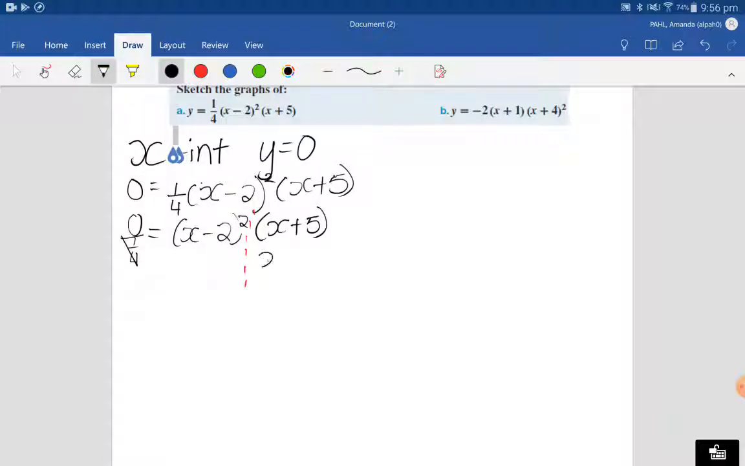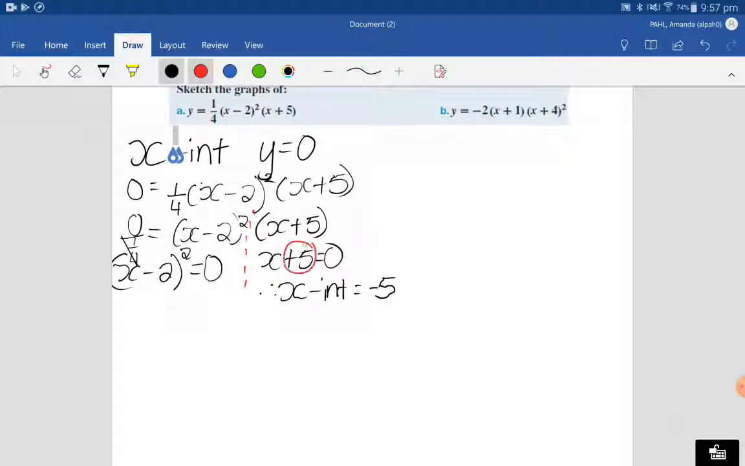So x + 5 equals 0, but also (x − 2) squared equals 0. Therefore, my x-intercept equals negative 5, because if I was to move this over here, it would become take 5. So this is my first solution.